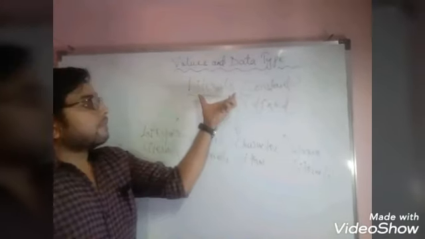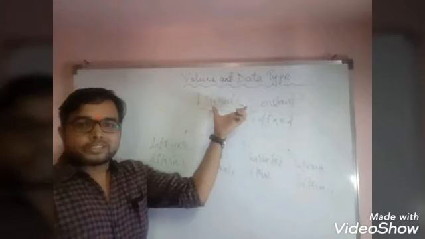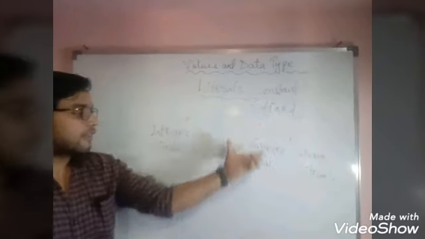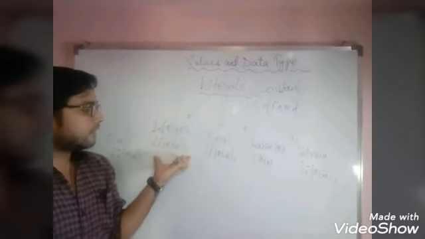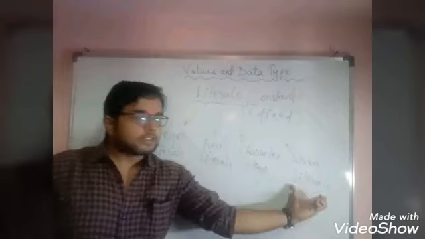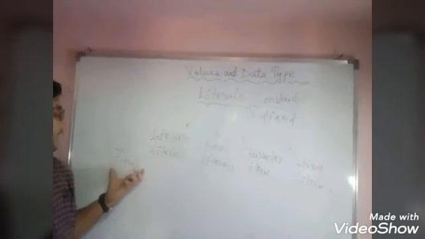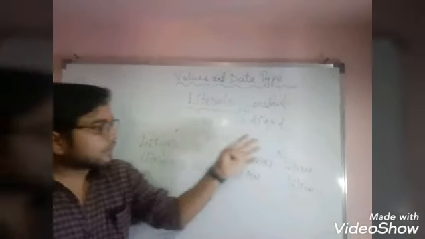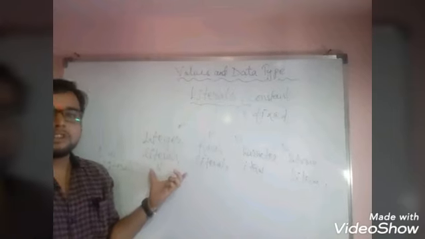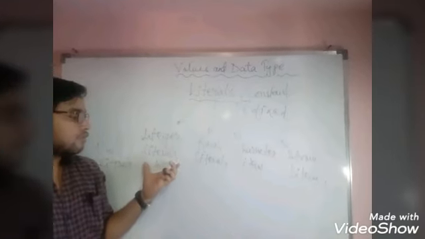So we have already learned what a literal is. Literals are the constants which are fixed throughout the program. There are different types of literals. First is integer literal, second is real literal, third is character literal, fourth is string literal, and the fifth one is null literal. So we have to know what these things are. First we come to integer literals. Integer literals means the constants which are fixed throughout the program.